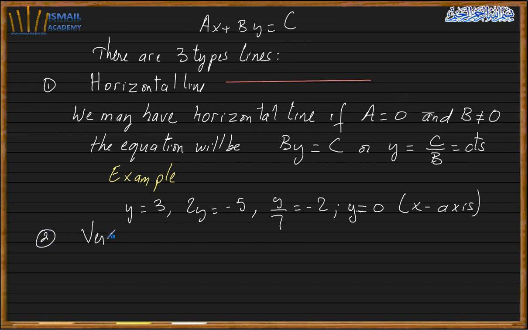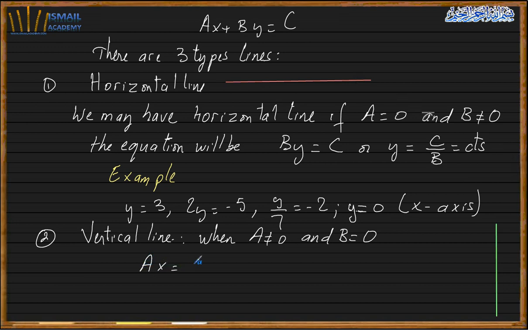So the second type is the vertical line, which is like this type of line. Let me put it here because I need some space. Like this is a vertical line. So when we have b equals 0 and a is not equal 0, we will have a vertical line. In that case we will have ax equals c. So this is a vertical line. So either we have this or we have x equal a constant.